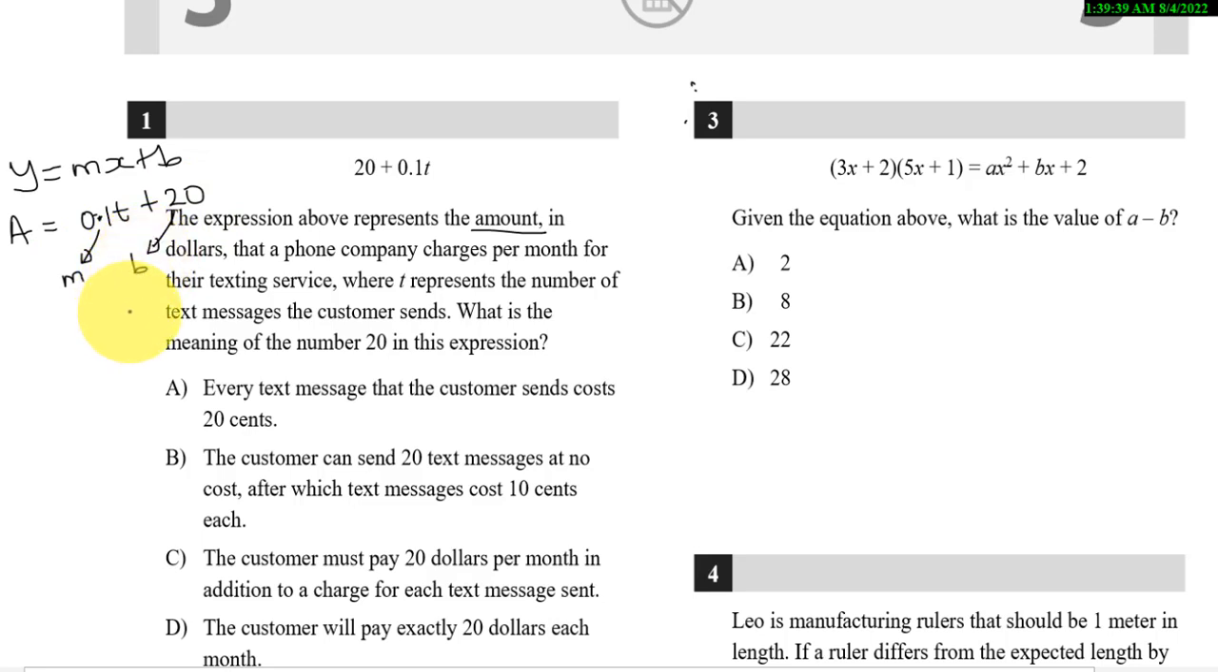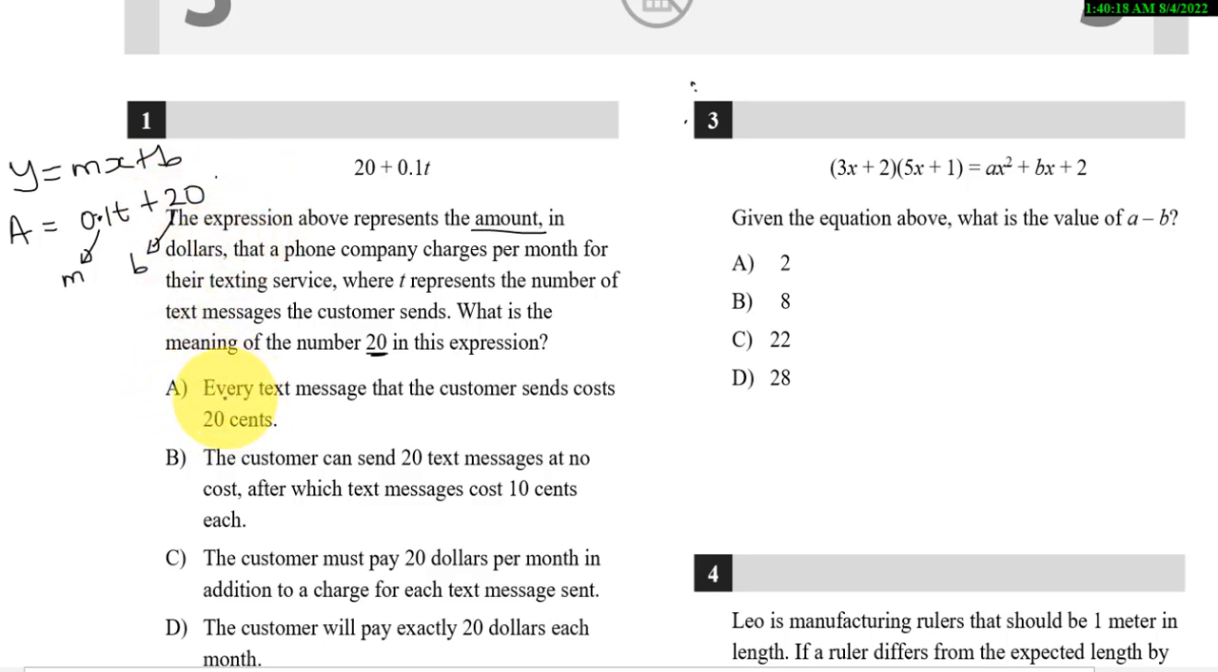y-intercept. Now for your own information, we are looking for the number 20, and in the general equation of a line, the y-intercept represents the initial value. It represents the value of y when x is 0. So at this stage of this equation, it represents the value of A when t is 0. So whichever answer explains the number 20 should relate to the initial value of the whole expression.